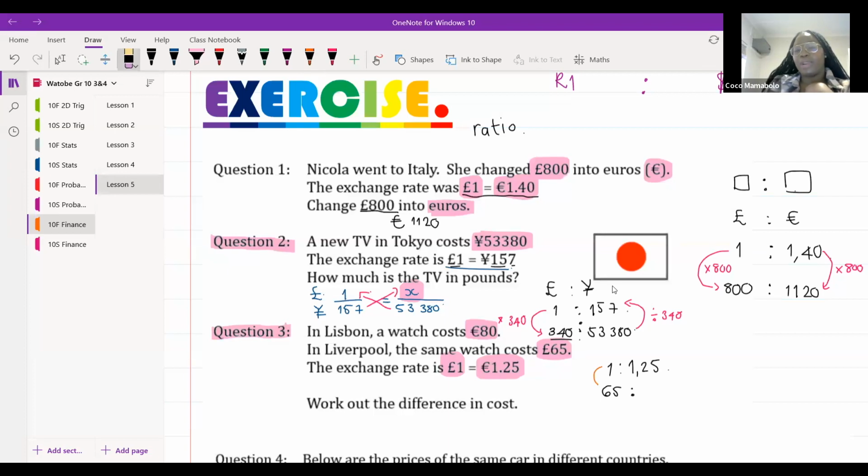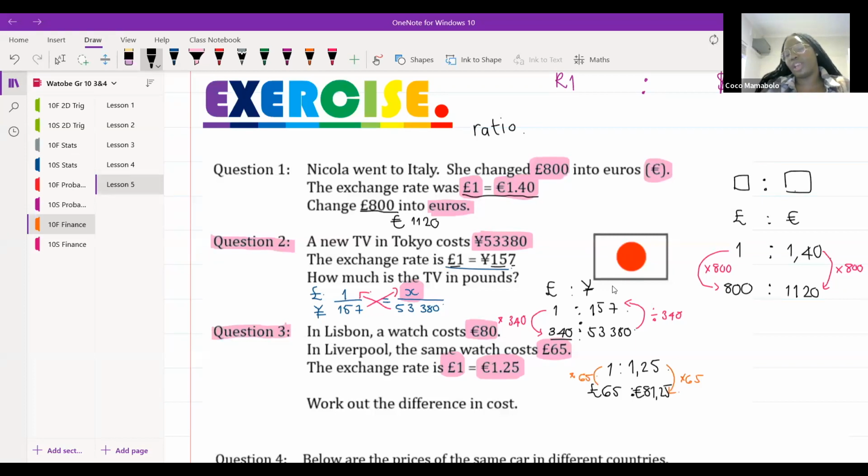Beautiful. So, did you multiply by 65 on both sides? Yes, ma'am. So that's how we're going to get that answer. So we're going to take 1.25 times 65 is equal to 81.25. All right, excellent. So what you've given to me right now is the euro price compared to the pound price of this one.